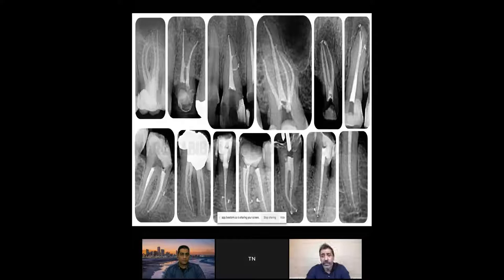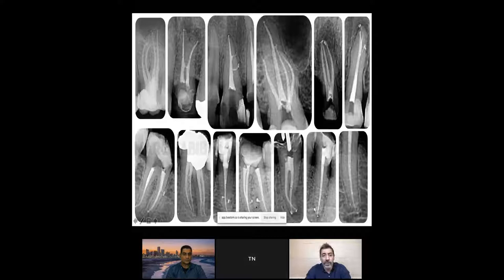So we are going to go from the orifice to the apical part and clean, shape, and obturate. And the root canal system is not just a tube. It's a three-dimensional system. As you can see here, we can fill lateral canals. We have some anastomosis in this lower first molar as well. We have two facing lateral canals. So it's a system that you have to clean and shape.